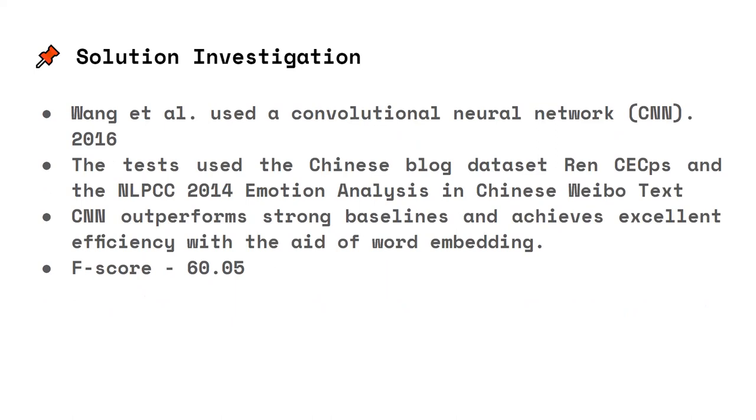The first one was done by a Chinese professor, Wang, and it used a convolutional neural network to detect emotions in text. For testing this neural network, they used the Chinese blog dataset and the emotion analysis in Chinese Weibo text 2014 dataset. The architecture of the model is a CNN, and it was shown that it outperforms strong baselines and achieves excellent efficiency with the aid of word embedding. So the main points are CNN and word embedding, and the F-score is over 60 points.